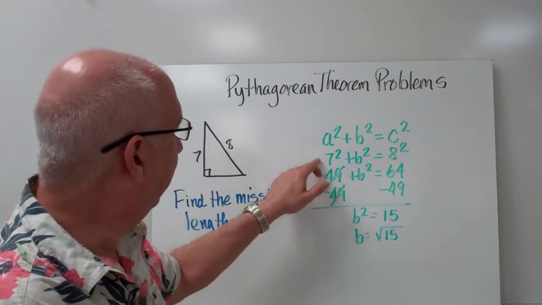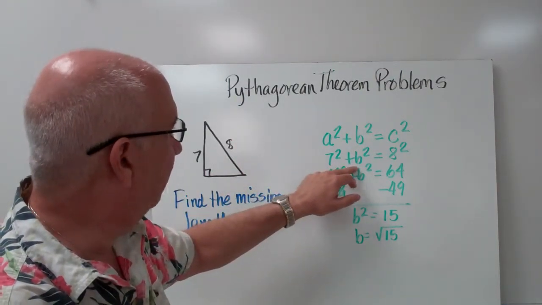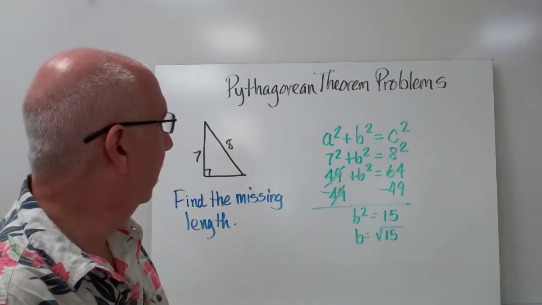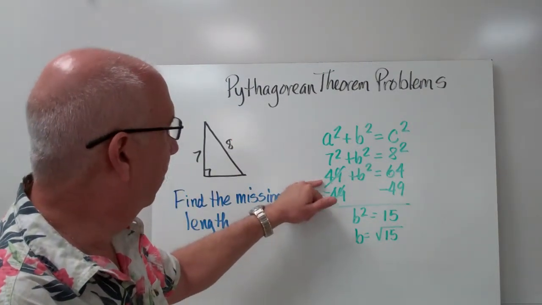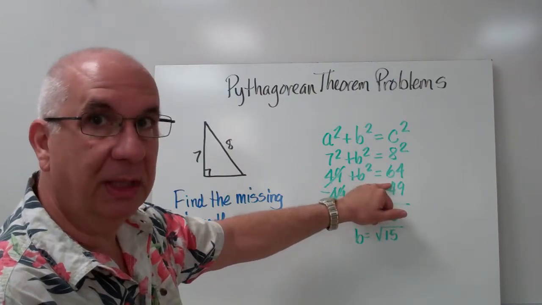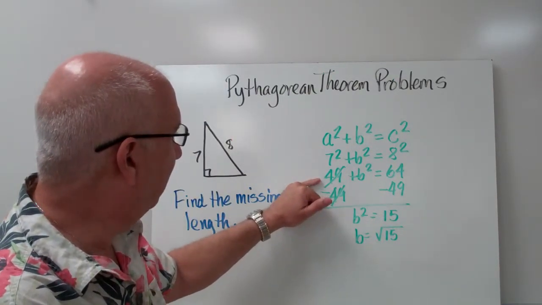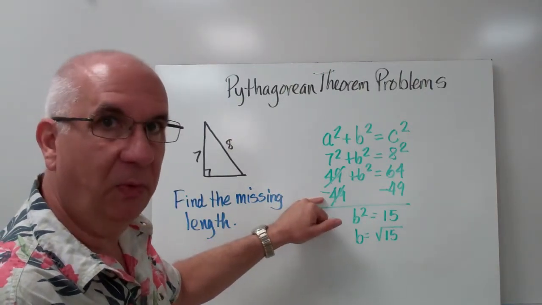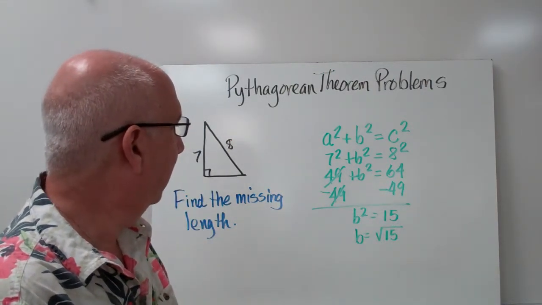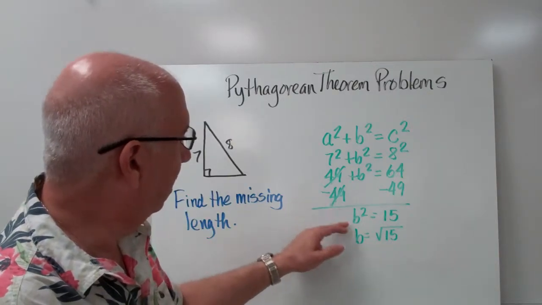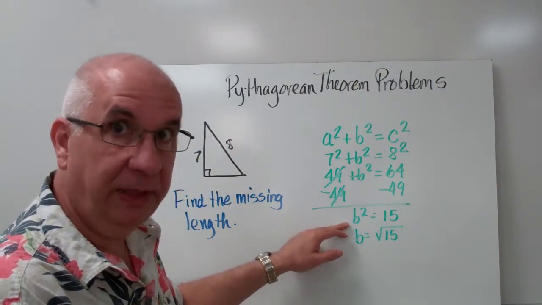I've called this one a. So I have 7 squared plus b squared is equal to 8 squared. Simplify: 49 plus b squared is equal to 64. Combine like terms. That means I've got to move this 49, so I subtract 49 from both sides. Here's my zero pair. Leaves me with b squared is equal to 15.